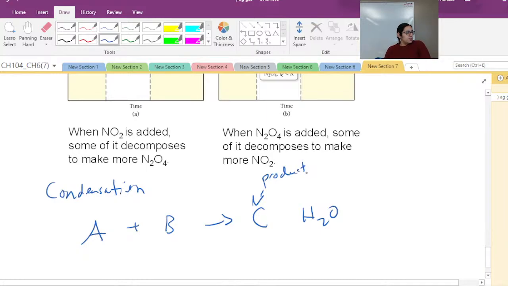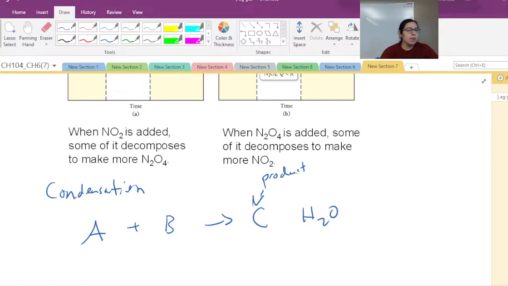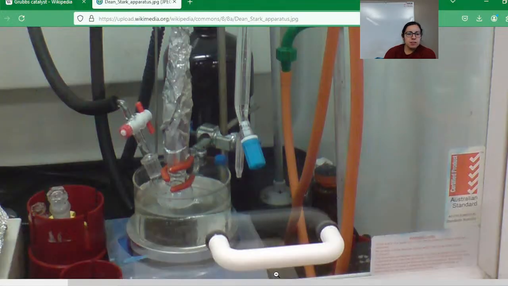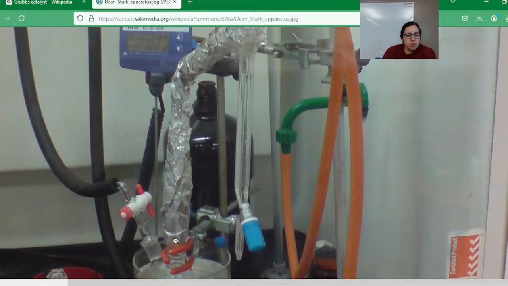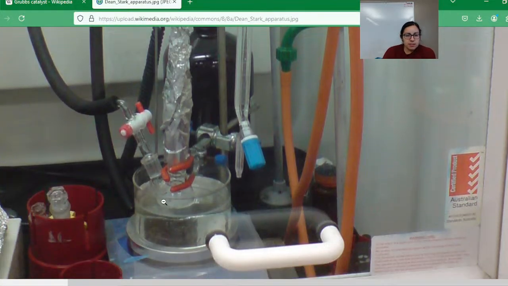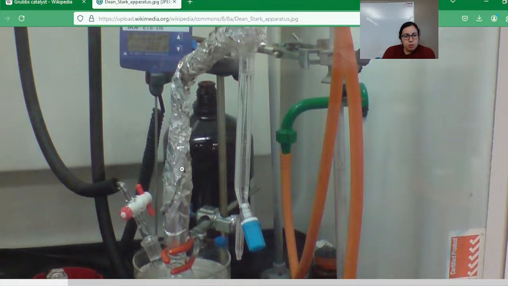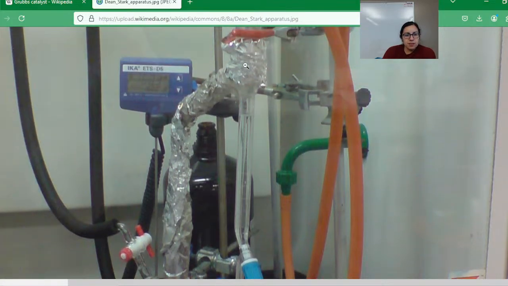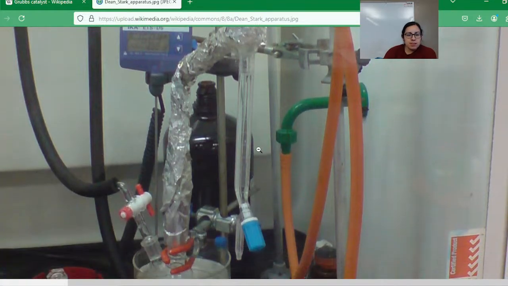And so then the question is, well, how do you get this reaction to go? We can use Le Chatelier's principle with our Dean Stark. So that's what this is used for. We would have our two reactants in here, and then we have this reflux condenser that's attached to this Dean Stark.